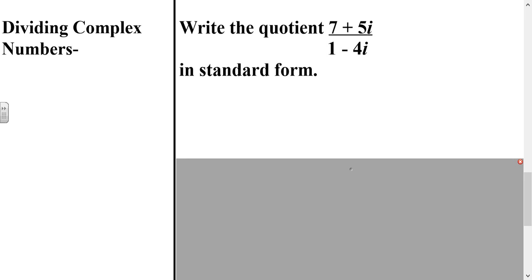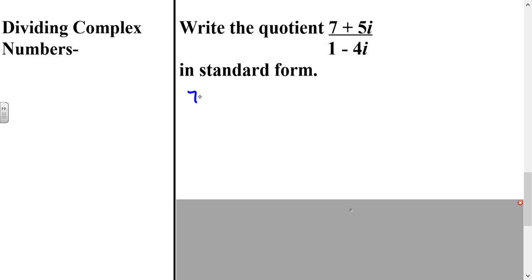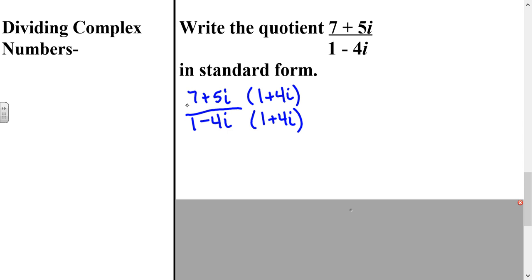We need to look at our denominator, and we're going to multiply by the complex conjugate of 1 minus 4i. So I start with 7 plus 5i over 1 minus 4i. And in order to get my answer in standard form, I have to multiply by the complex conjugate, which is 1 plus 4i. And I need to do that to the top and the bottom of my fraction. So I can go ahead and put all of these in parentheses. So I need to double distribute the top and the bottom.